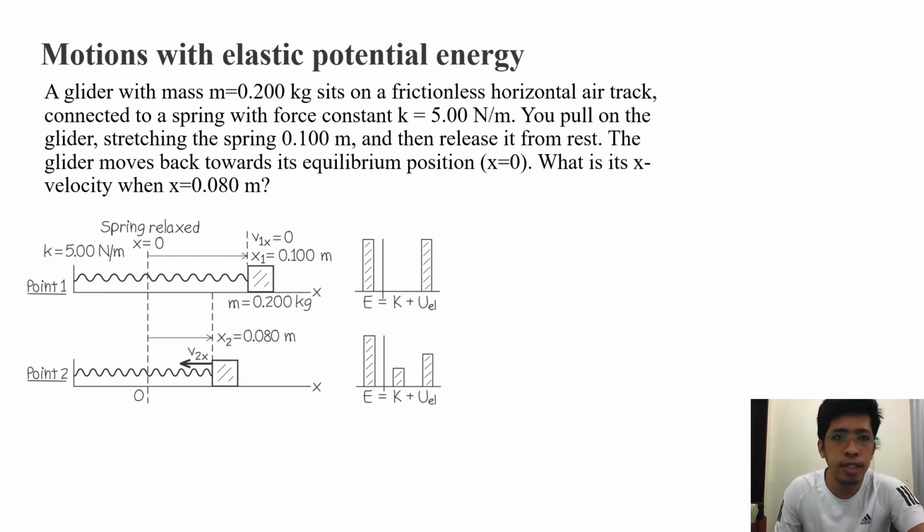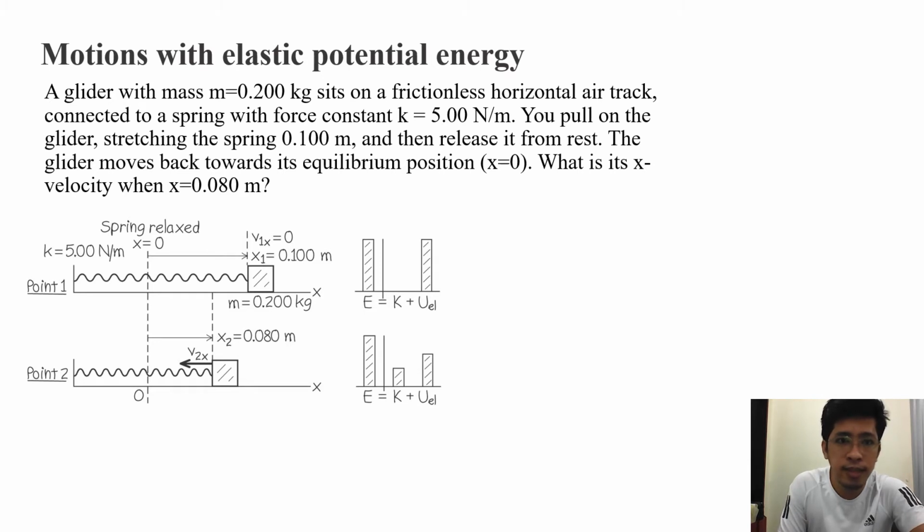So let us have an example. This is motion with elastic potential energy. A glider with mass 0.200 kilograms sits on a frictionless horizontal air track connected to a spring with a force constant of k equal to 5 newtons per meter. You pull on the glider, stretching the spring 0.100 meters, and then release it from rest. The glider moves back towards its equilibrium position at x equals 0. What is the x velocity when x is equal to 0.080 meters?